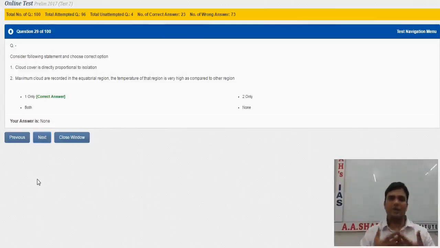Like this year, they just asked one question regarding Brahmaputra and its tributary, which was straight away lifted from NCERT. But I would say that it wouldn't really hurt to read a little more on rivers, because you might have a detailed question on rivers next year. It is an important aspect. It's going to decide your fate at UPSC.